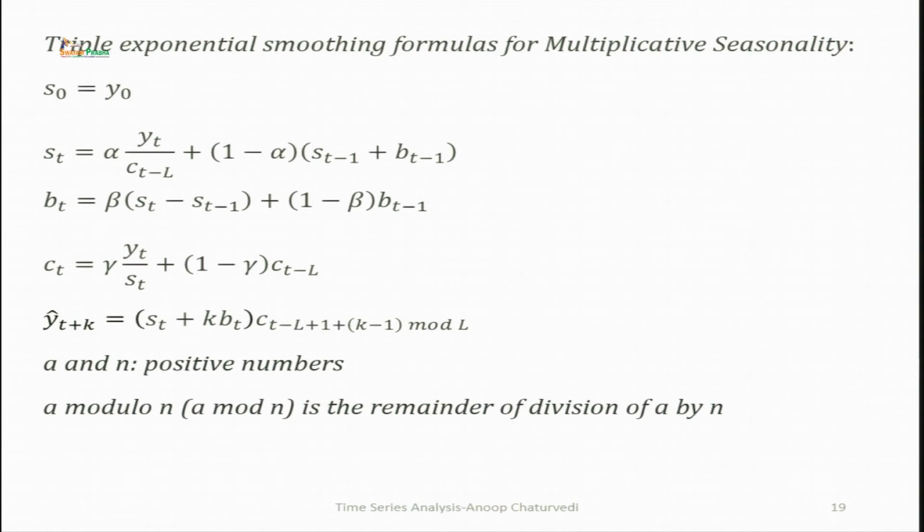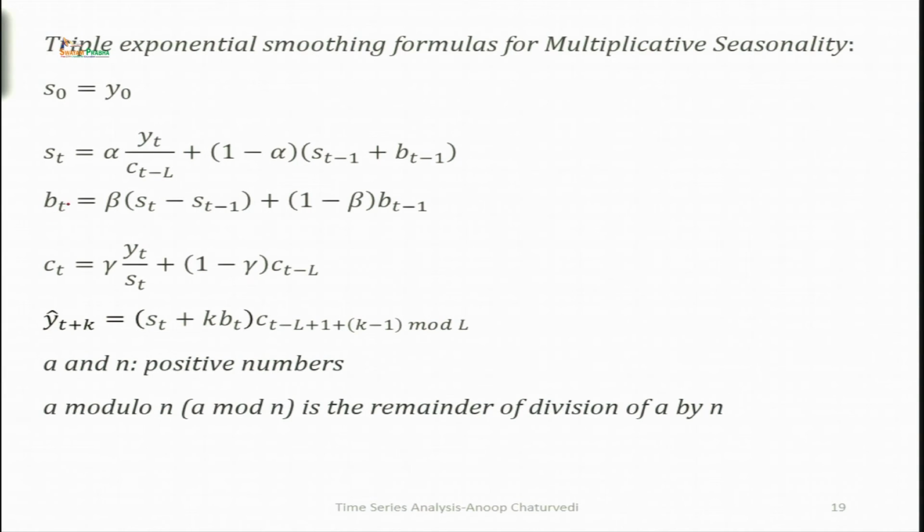Then this is the algorithm for triple exponential smoothing. Here I have given the formula for multiplicative seasonality. S naught is equal to y naught, then you define S_t equal to alpha y_t upon C_{t-L} plus (1 minus alpha) times (S_{t-1} plus B_{t-1}).